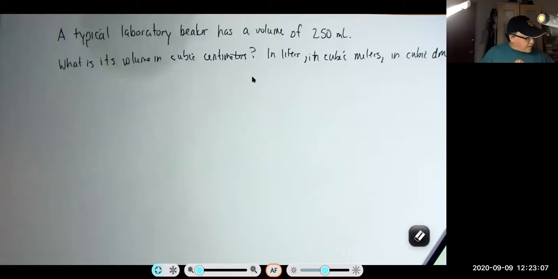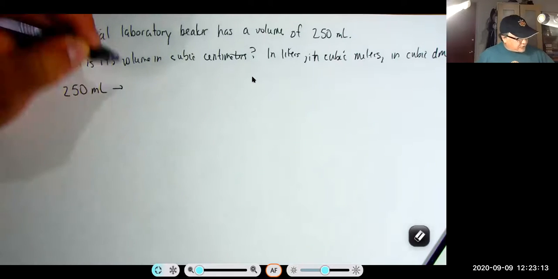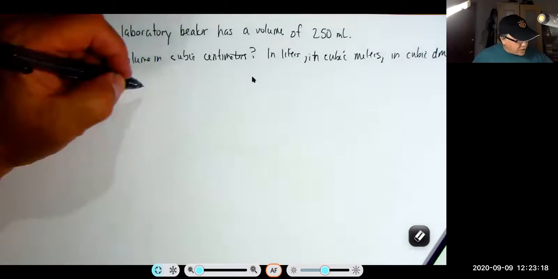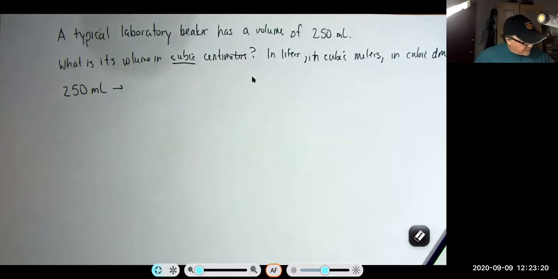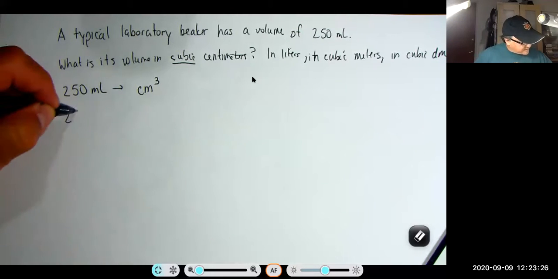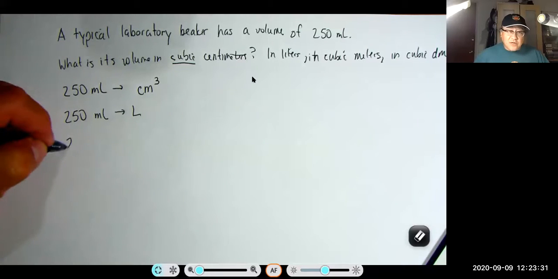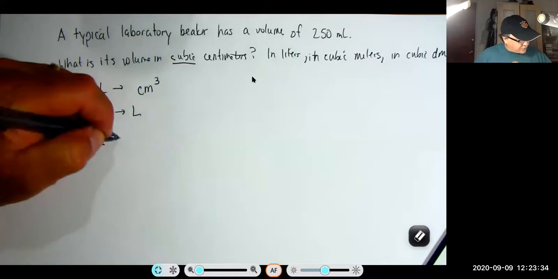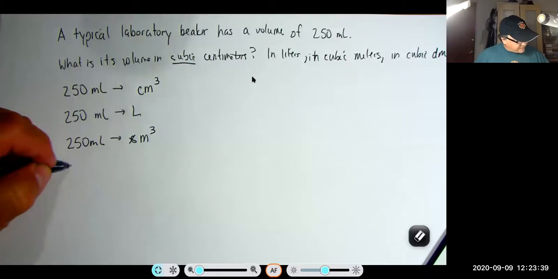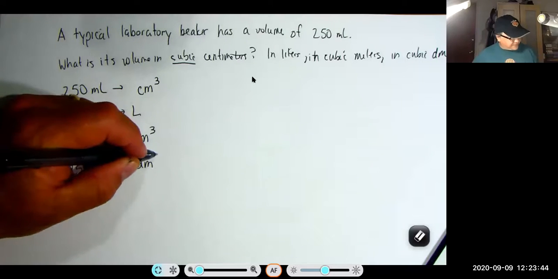All right, so we want to take the 250 milliliters and convert that into cubic centimeters. Now, how do we write the symbol for cubic centimeters? Cubic means to the third power. So there's that. We want to take the 250 milliliters and turn that into liters, into cubic meters, and into cubic decimeters.